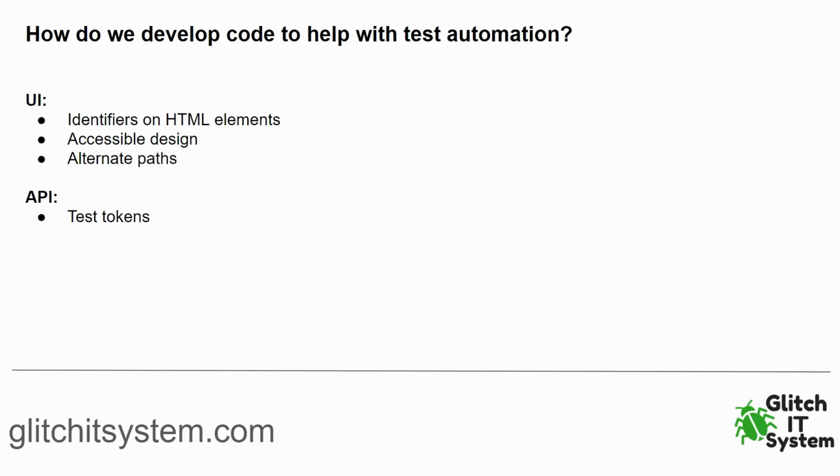But if you have a way for the test engineer or whoever's writing the test automation suite to be able to generate a new test token on the fly and use it, or just have a static test token that they can always use, then that would help a lot with their API testing.